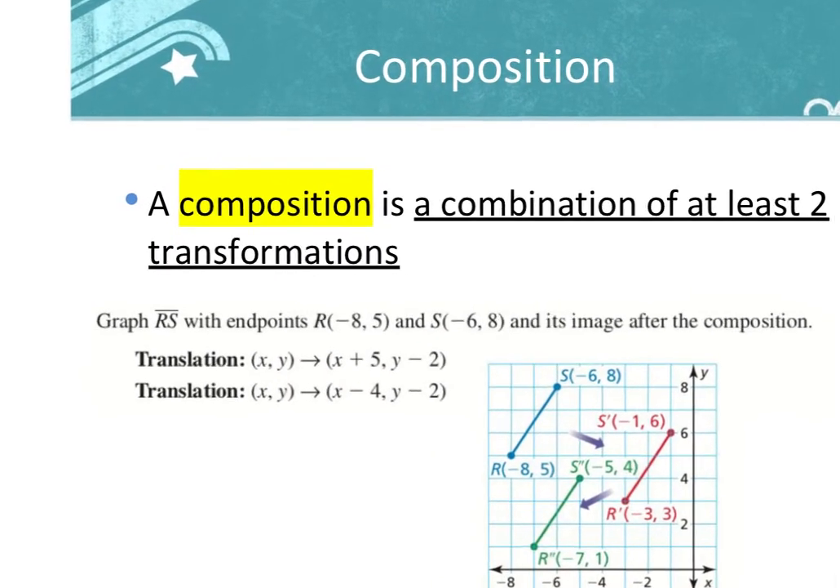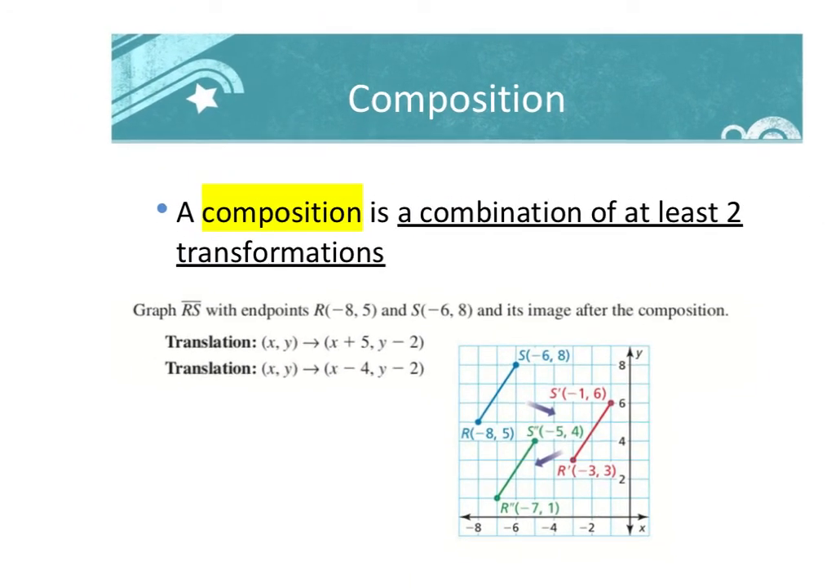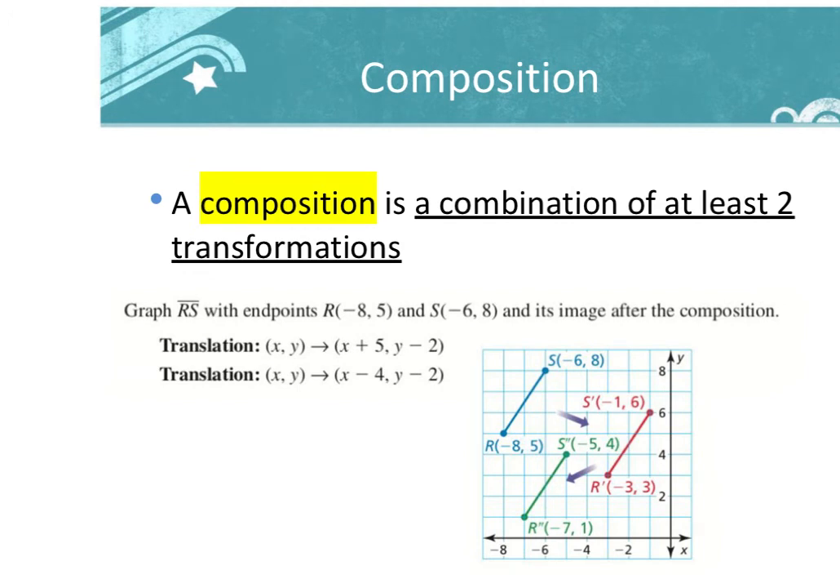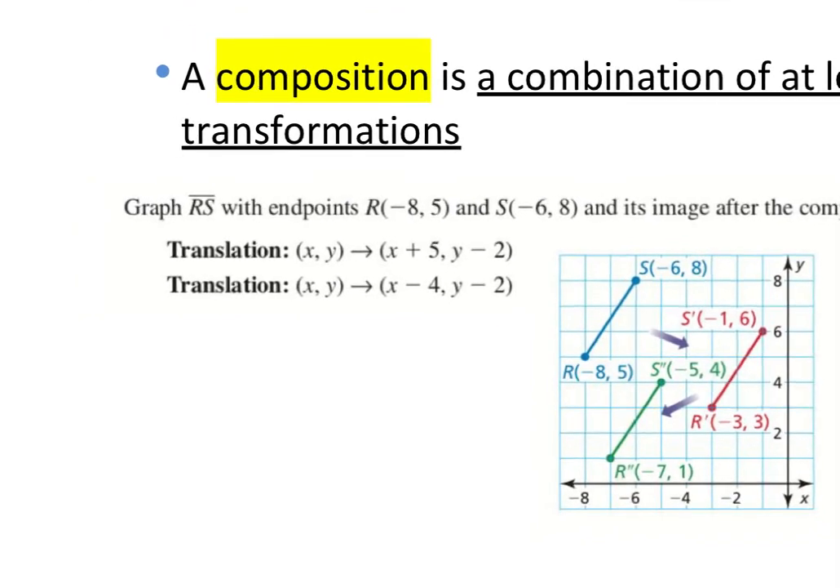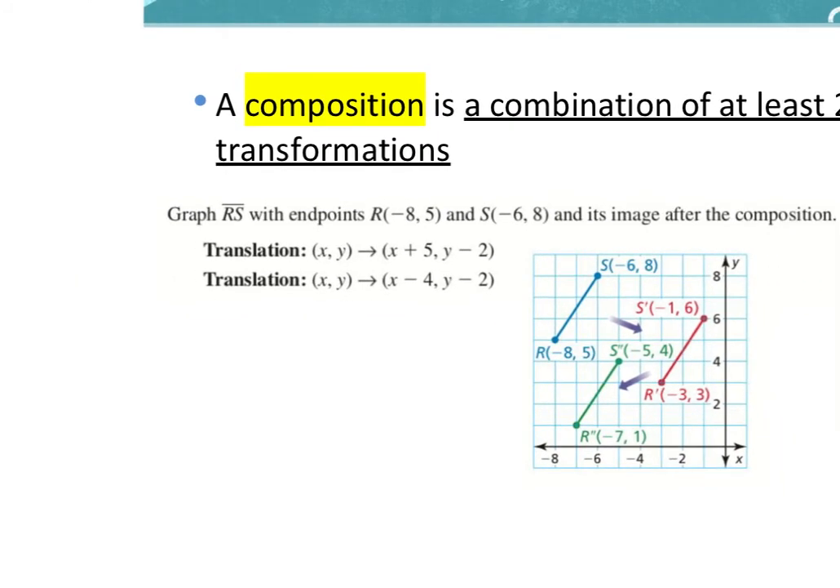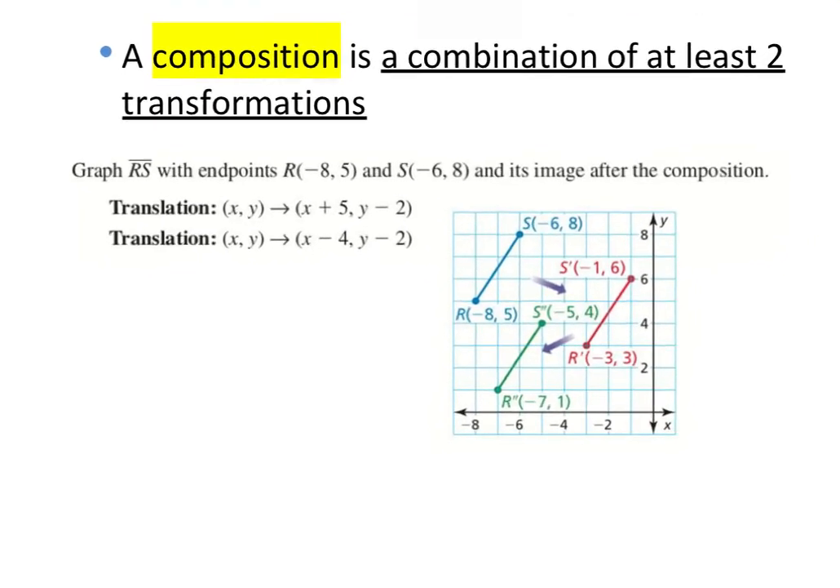Okay, a composition, right? So we learned about translations. A composition is a combination of at least 2 transformations. In this case, we only know about translations. So in the graph, RS with endpoints R and S is an image and its image after the composition. So our translation is we're going to add 5 in the X direction and we're going to subtract 2 in the Y direction. Then our second translation is we're going to go back 4 in the horizontal direction and we're going to go down 2 more in the Y direction. Okay? So this is what it looks like.